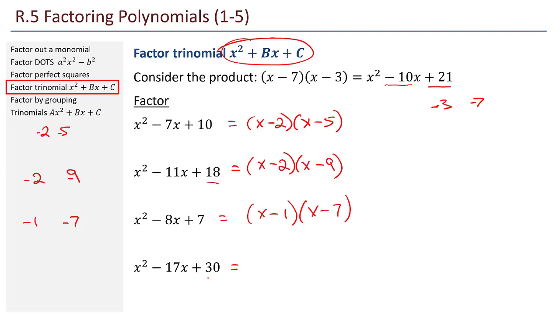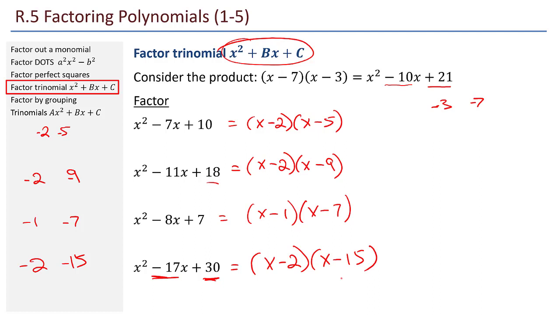Last problem. Two numbers whose product is 30. Well, 1 and 30, 2 and 15. Oh, 2 and 15, I bet is going to be nice. That looks close to 17. So subtract 2, subtract 15. That'll give me negative 17. There we go. X minus 2, x minus 15.